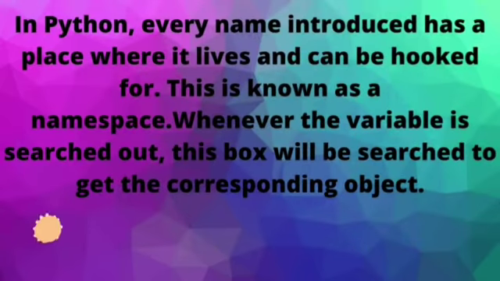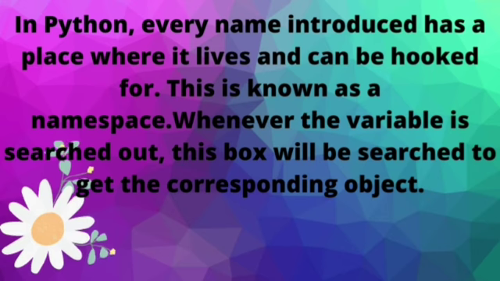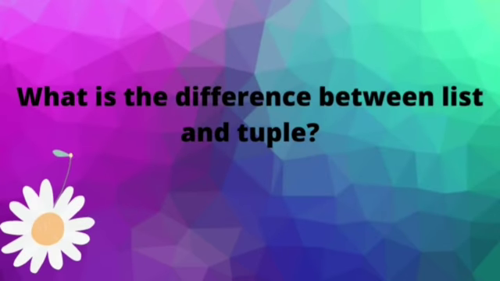And the answer is in Python, every name introduced has a place where it lives and can be hooked for. This is known as namespace. Whenever the variable is searched out, this box will be searched to get the corresponding object. And next question, what is the difference between list and tuple?